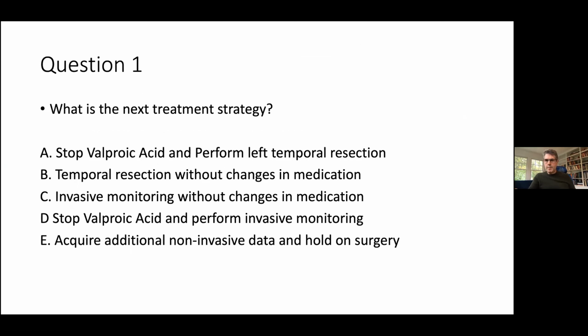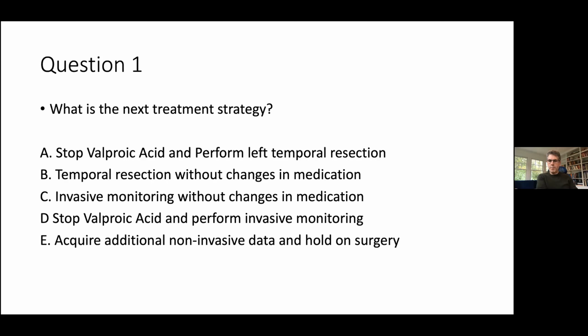So Guy, I don't know if you want to put the question on the poll. The question here is quite simple. This is most likely, in our view, a patient that requires an SEEG evaluation. However, the patient is taking valproic acid, which is known to affect coagulation.